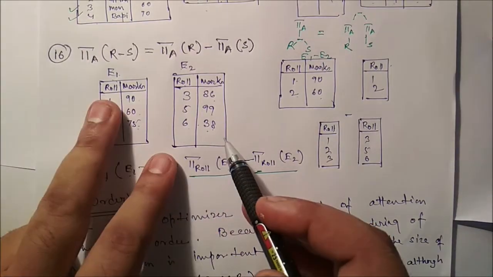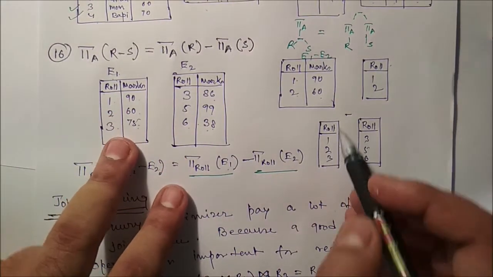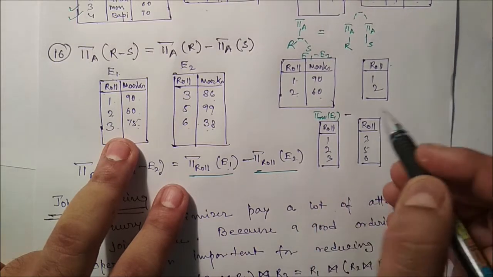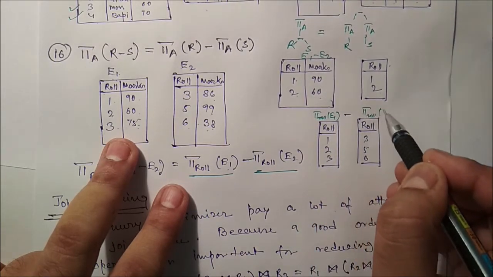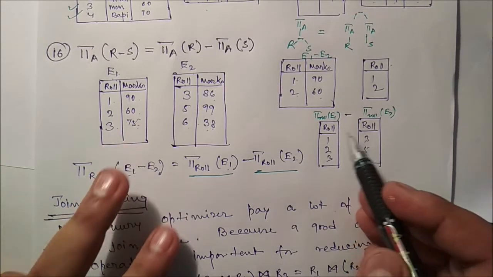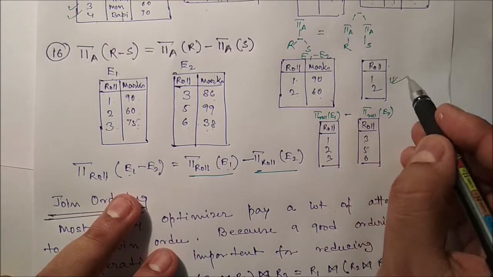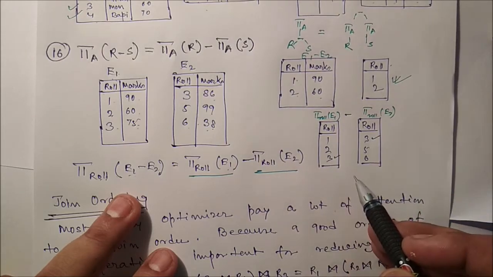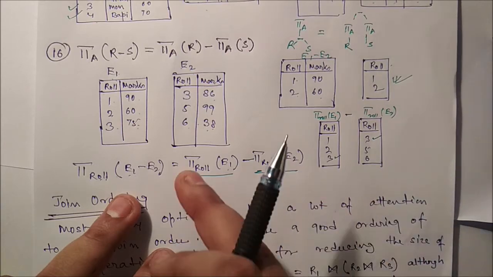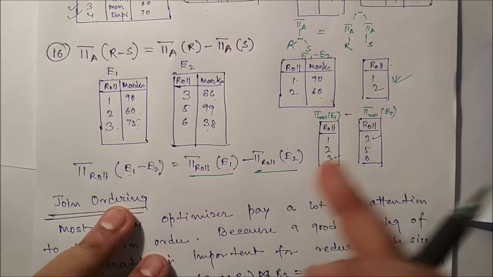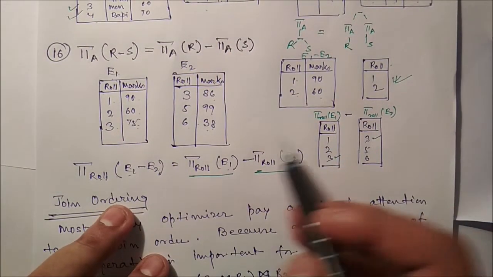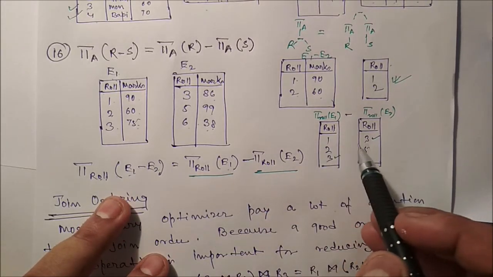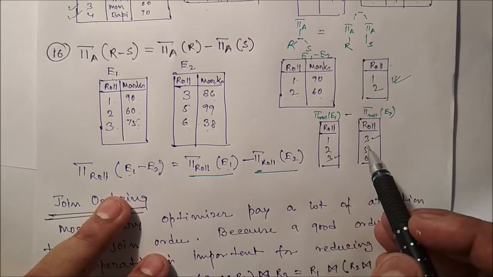Or what you can do, first of all extract roll number from the E1 table. This is our roll number from the E1 table, and then the roll number from the E2 table. After that we can apply the difference, and the result is the same, 1 and 2, because here 3 is the common thing, so we have to remove the common attribute. That means we can say both the expressions are equivalent. But if you use this one, it will generate smaller intermediate tables.